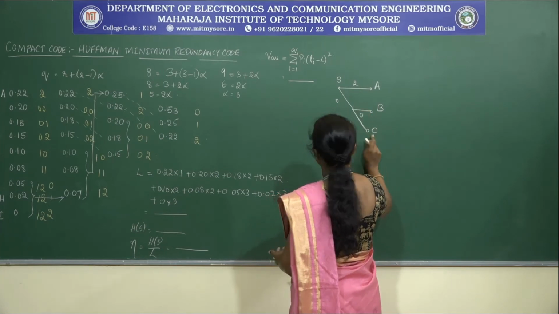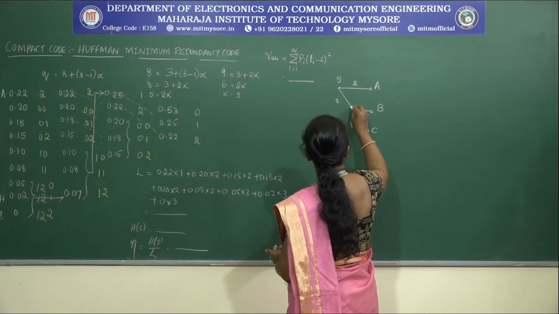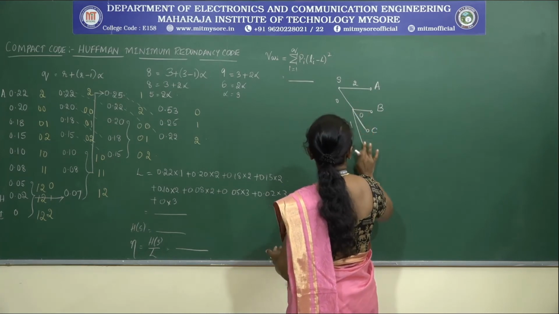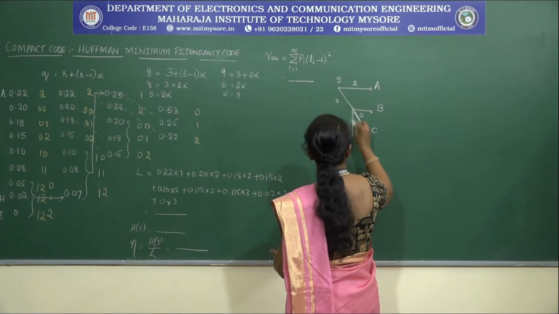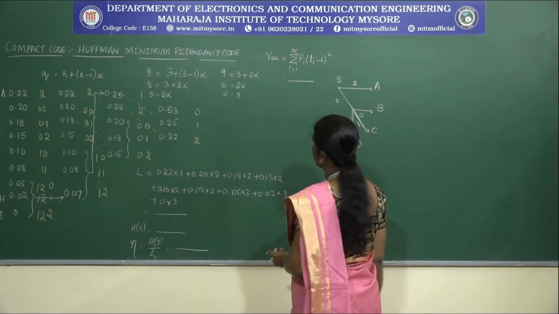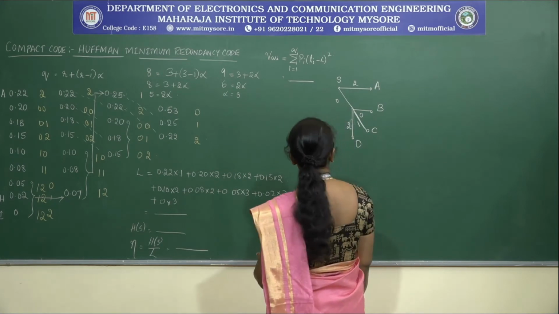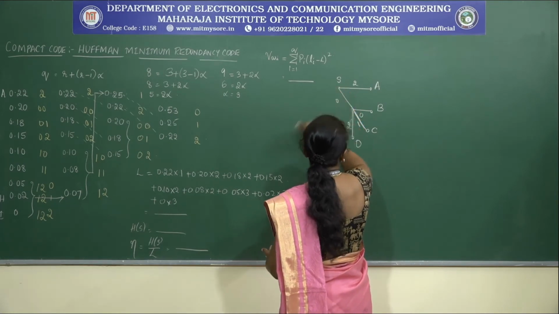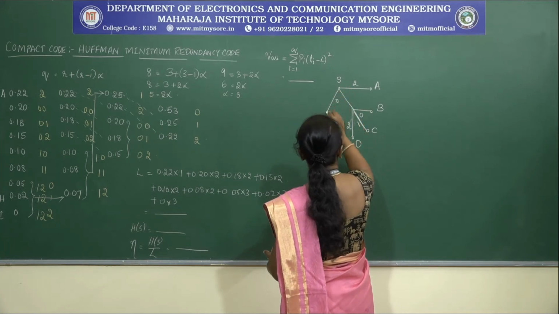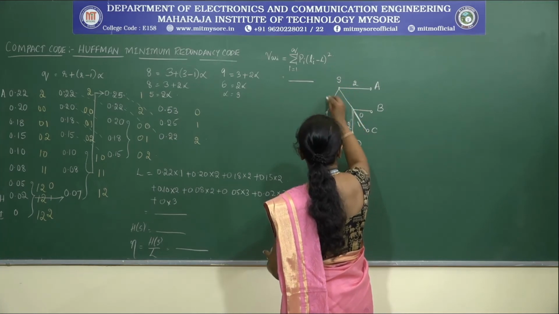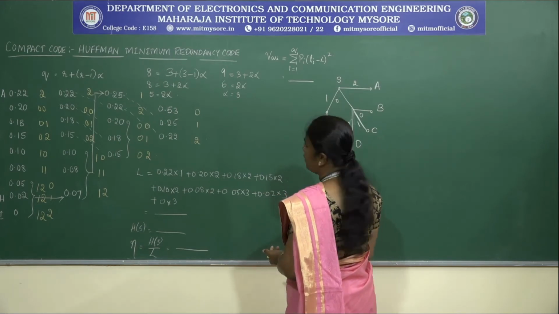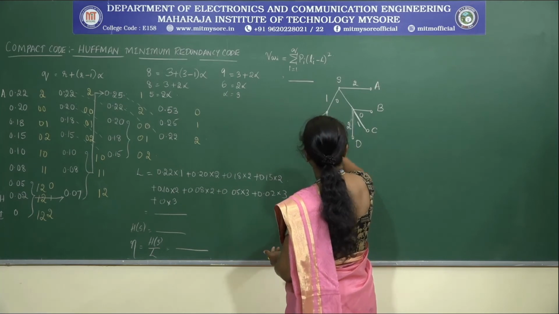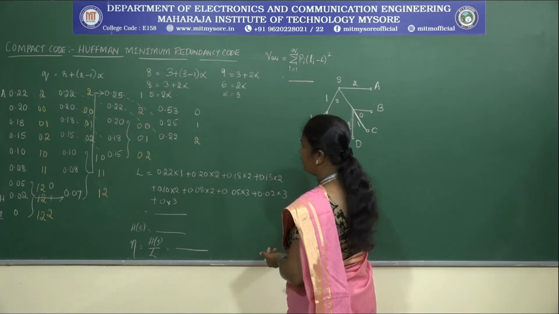So this is for symbol C. Then we have 0, 1 and then we have 0, 2. This is for your D. Then once again we have 1, 0. So where we have 1, 0, this is for E. And then we have 1 and 1. So this is for F.